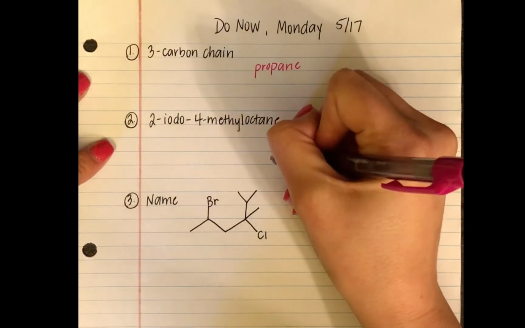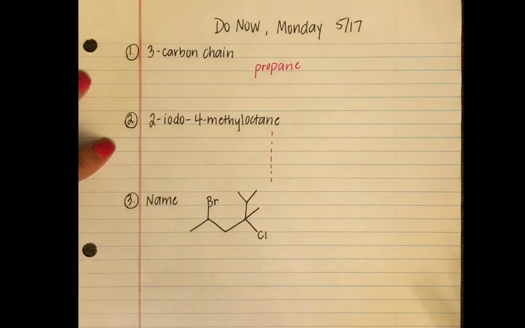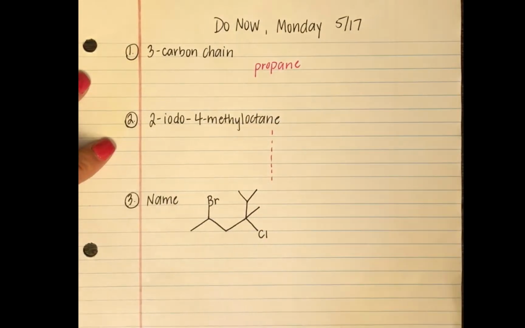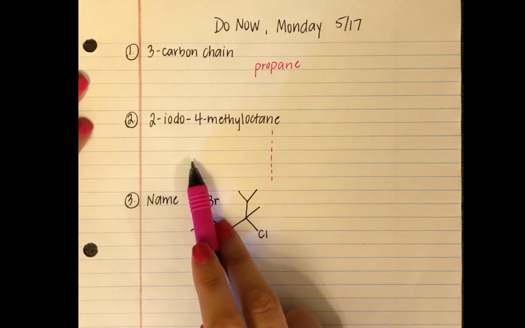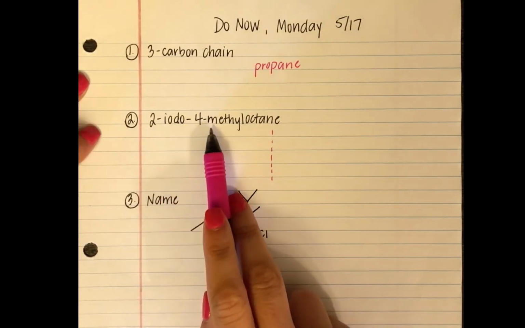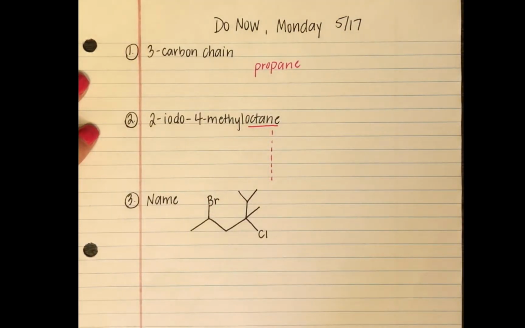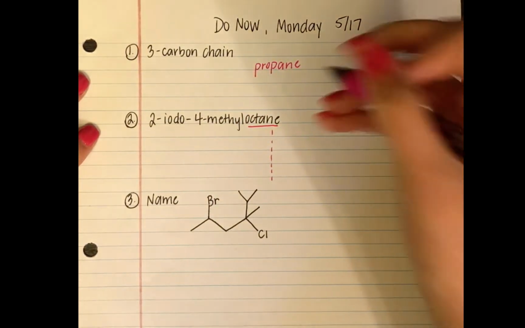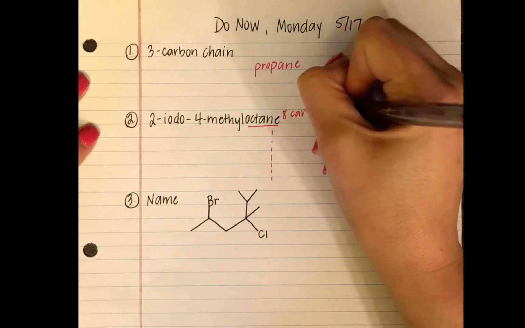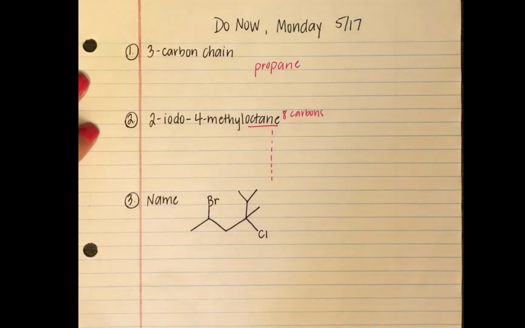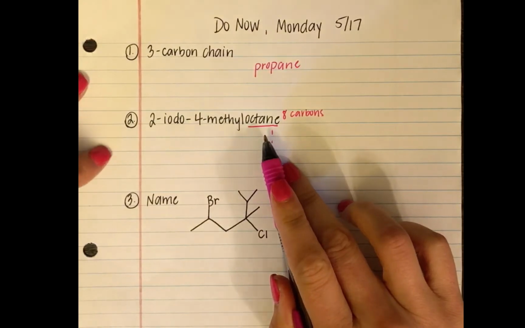I'm going to put just a line down the middle. I'm going to show both the bond line and the condensed structure. Whether you want to show the bond line or the condensed structure, you'll be able to see both ways. I'm going to start by doing the bond line structure on the left. So we have 2-iodo 4-methyl octane. Remember, we always start with the end of the name first. Octane means 8 carbons. So I need to make sure that I show the longest chain with 8 carbons, and ANE means it's all single bonds.